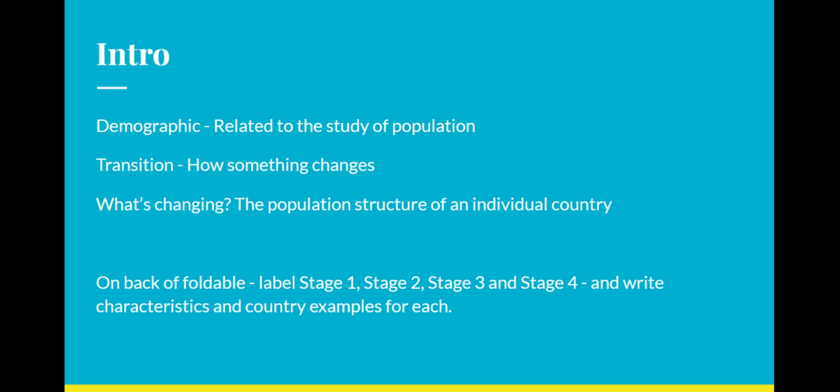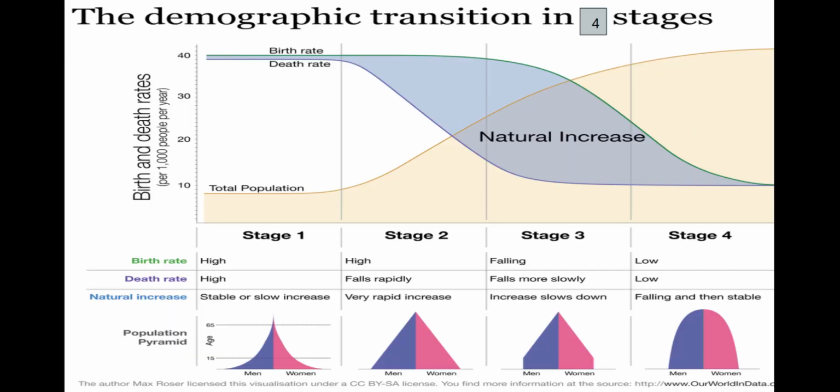So on your foldable that you made up the other day, I'm going to have you label stage 1, stage 2, stage 3, and stage 4 because those are the commonly known 4 stages of the demographic transition. So in those, you're going to be writing characteristics and country examples. All right, so let's start by taking a look at the demographic transition model. So this is what it typically looks like.